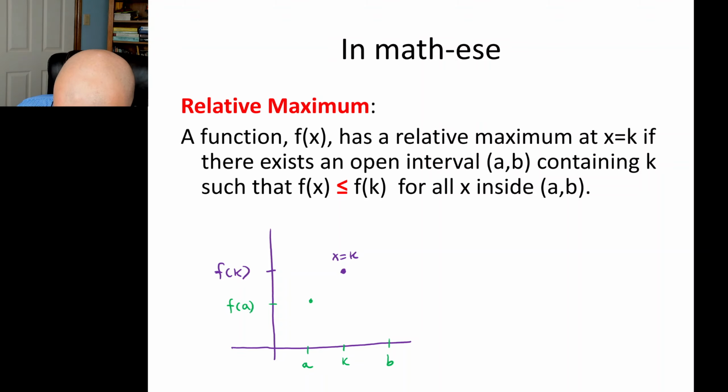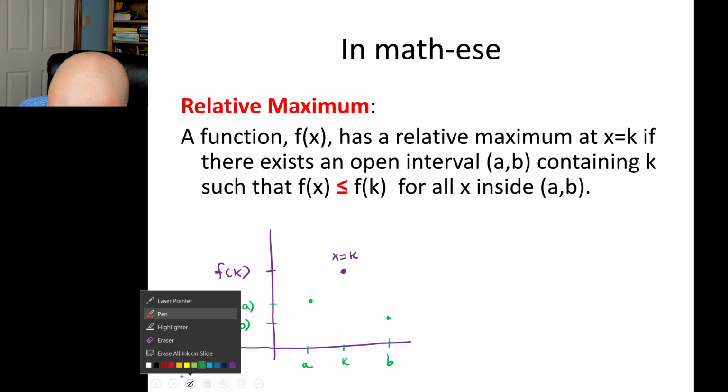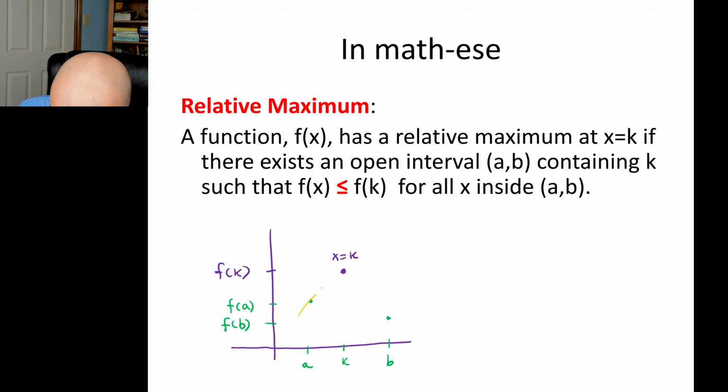F of a, f of b. So the graph will look something like this. So f of x has a relative max at x equals k if there exists an open interval between a and b that contains k such that f of x is less than or equal to f of k for all x between a and b.